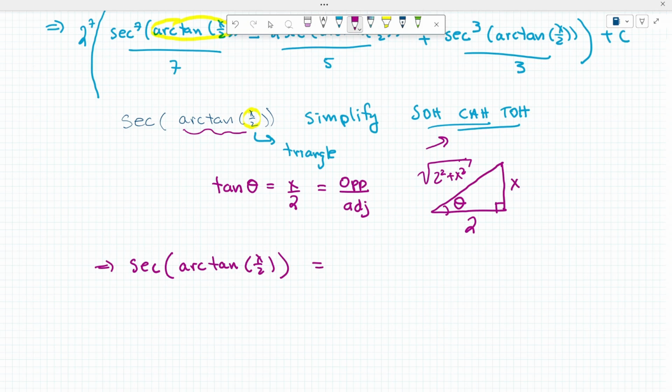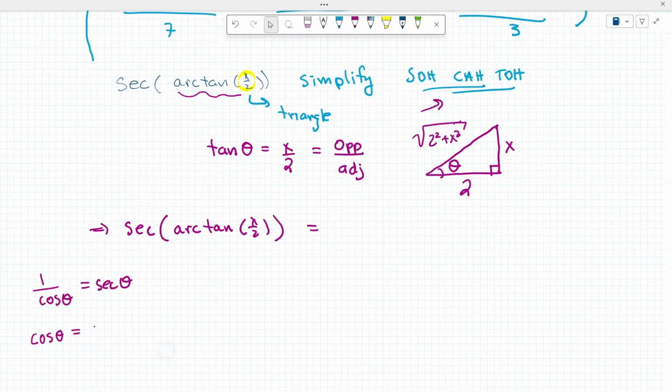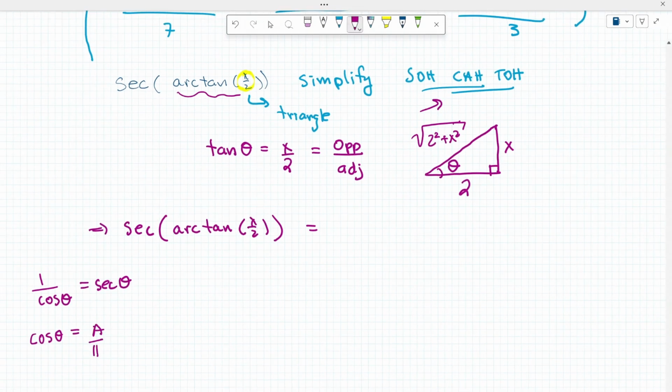So secant, the reciprocal of secant is cos, right? So 1 over cos theta equals secant theta. So on the side, we know that cos theta, following Pythagoras' theorem, equals adjacent over hypotenuse. So that means that secant theta equals hypotenuse over adjacent. And this is the triangle that we're considering here.